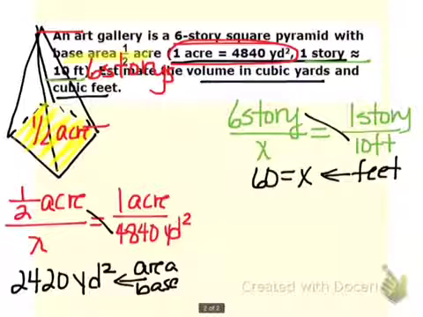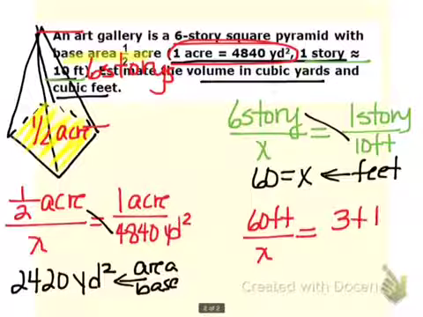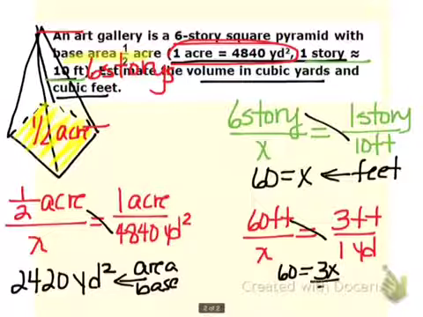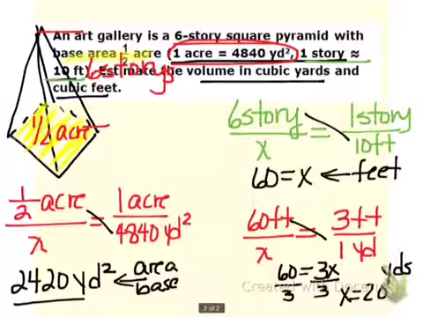But still I'm working with yards, so I need to make another comparison. So if I have 60 feet, I want to know how many yards. So I put 60 over X. I know there are 3 feet in 1 yard. So again, I want to cross multiply. That gives me 60 equals 3x. And to solve, I need to divide both sides by 3. So I know x equals 20, and that would be yards. So now I have my base area in yards, and I have my height in yards, so I can solve the volume.